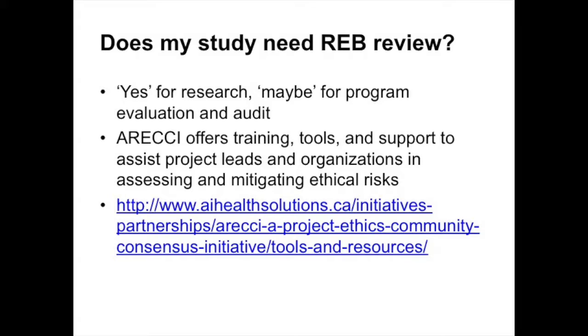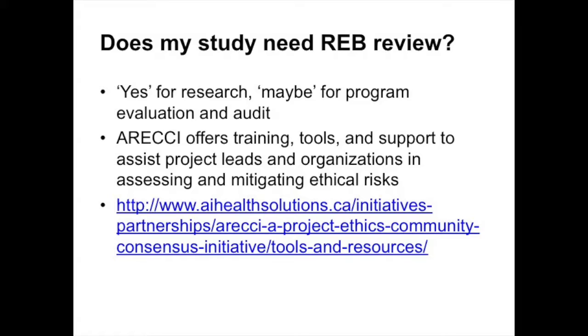A common question is whether a study needs REB review. As a rule of thumb, if it's about engaging in research, then the answer is almost certainly yes. But the answer is maybe for program evaluation and audit, which is purely for internal quality assurance processes. At the University of Calgary, we have access to a tool called ARECI, which offers training tools and support to help project leads and organizations in assessing and answering questions such as, does my study need REB review? And the URL is there.